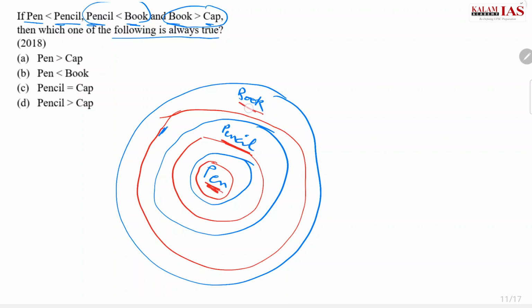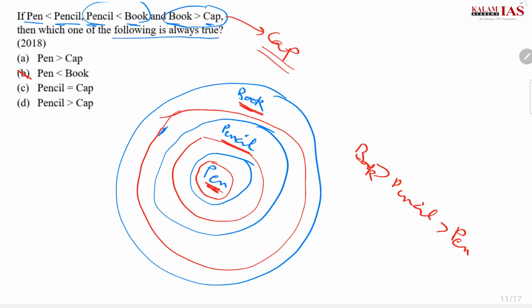Pen is smaller than book. Yeah, this is correct. This will always be correct because only the cap is uncertain. Apart from that, it is very clear a book is greater than pencil and which is greater than pen. So that means book is greater than pen. So option B is correct.